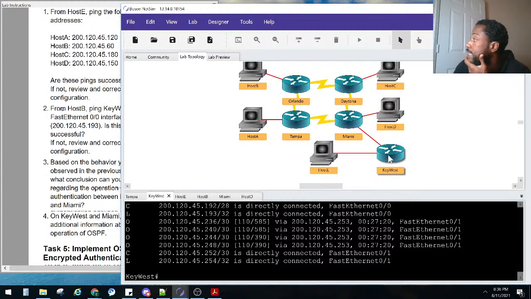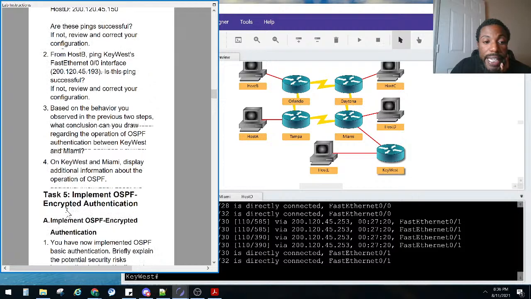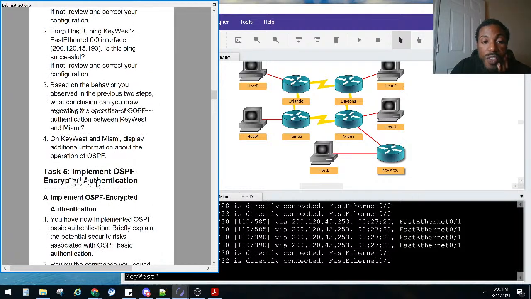Foster said clear text. Yes, we set up clear text. So on the next one, I believe we're going to do encrypted authentication. That's task 5. So we're going to do the same thing basically, but we're going to encrypt the authentication. And there's no way to really tell other than using the show run or the show command that I'm asking you guys, which will let us know that authentication has been set up for OSPF.